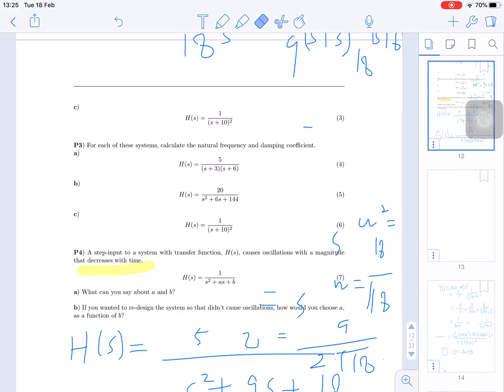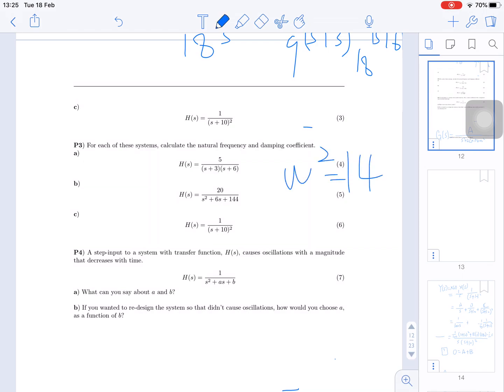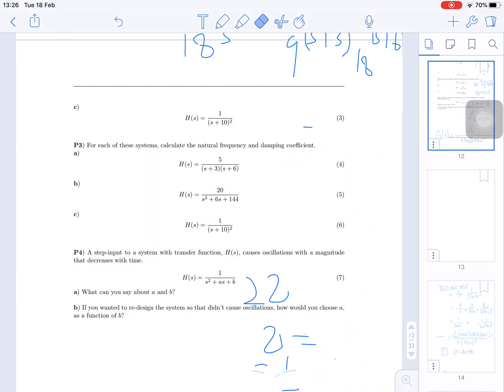For the second question, let's look at that. So if we want this one, omega squared equals 144, omega equals 12, 2j omega equals 6, j equals 6 divided by 2 times 12, so it's 1/4. That's also very intuitive. So let's look at this question.